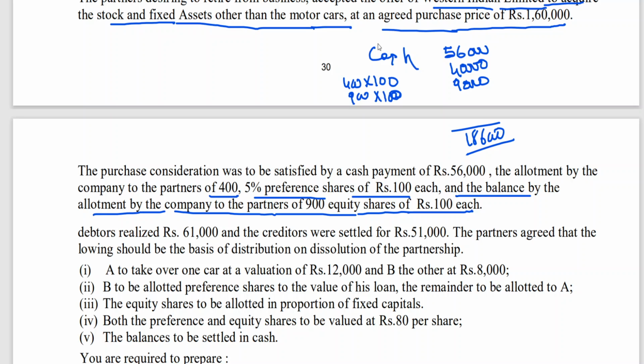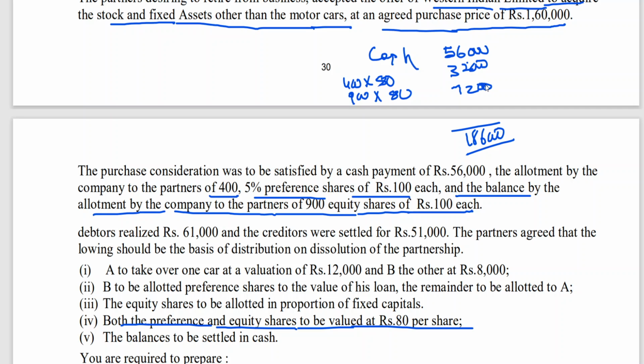In both cases, I told you we need the purchase consideration. Now the purchase consideration has been given as 1,60,000, but he is saying that the purchase consideration is satisfied by payment. I think it is not matching, no? The reason is the fourth point here: both the preference shares and equity shares are to be valued at 80 rupees per share, not 100. Face value 100, this is into 80. Now you'll understand it. 400 into 80, 32,000. 900 into 80, 72,000.